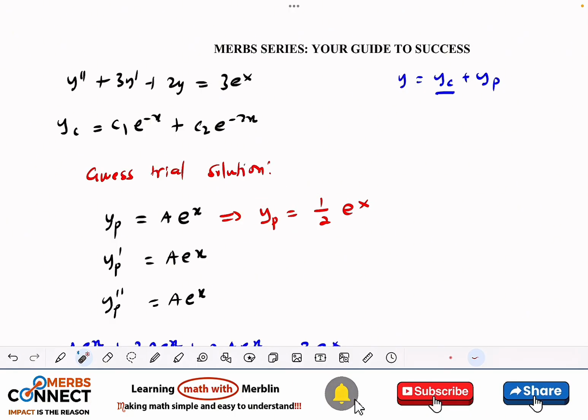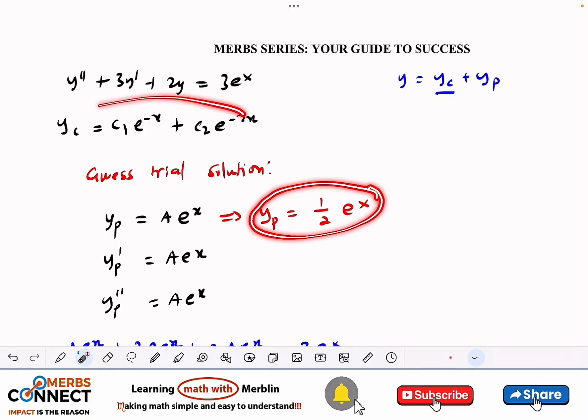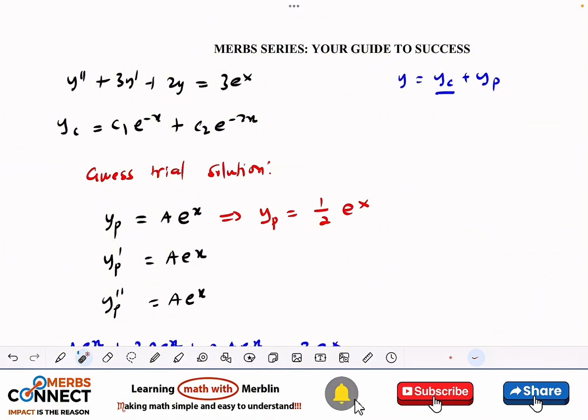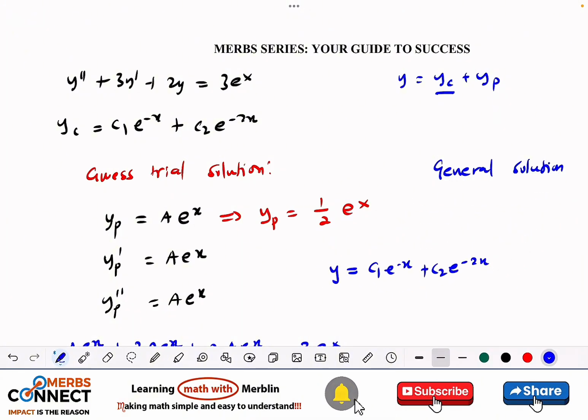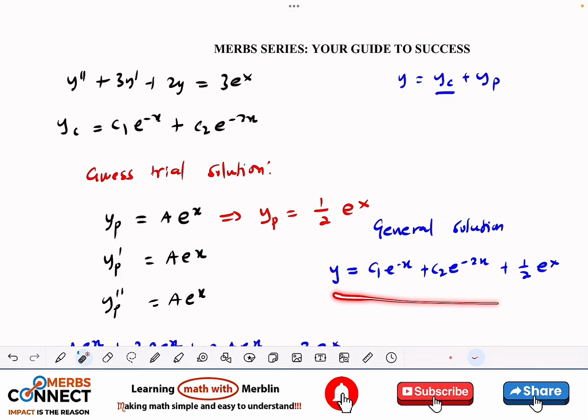So now for me to get my general solution, I add this to this. Then I have my general solution. You see that it's very simple, right? So the general solution now is y equal to c1 e to the power minus x plus c2 e to the power minus 2x, plus the particular solution, which is 1 over 2 e to the power x. And we see that this is a general solution because it's in terms of what?